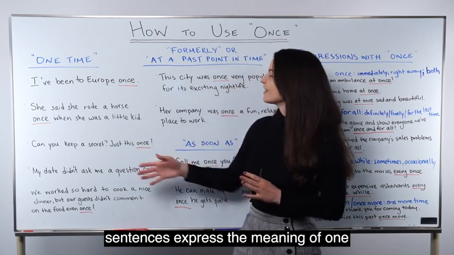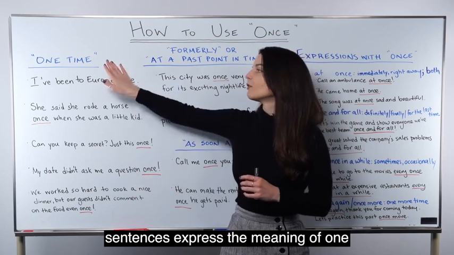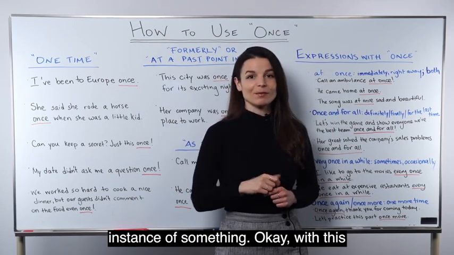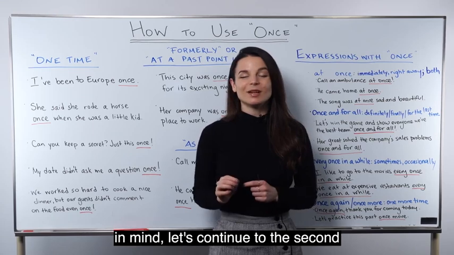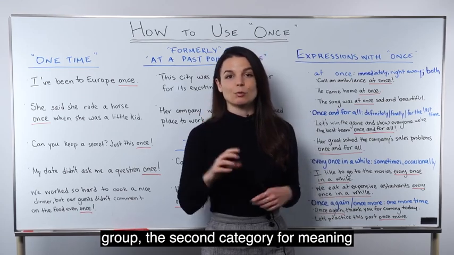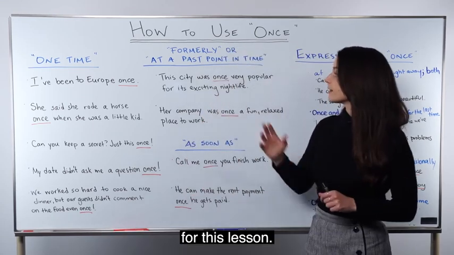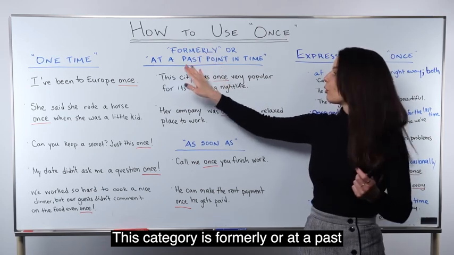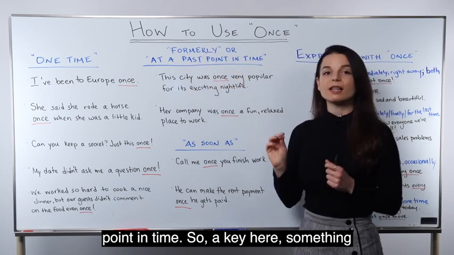So all of these sentences express the meaning of one time, literally just one time, one instance of something. Okay, with this in mind, let's continue to the second group, the second category for meaning for this lesson. This category is formerly, or at a past point in time.